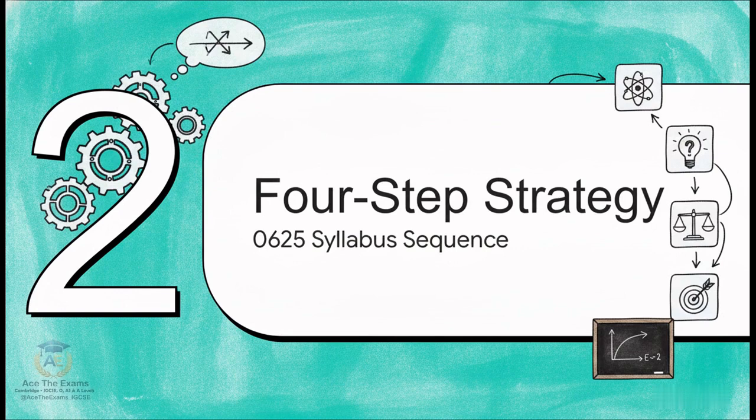Let's move to Section 2, the 4-step strategy, also known as the 0625 syllabus reasoning sequence. This is where we introduce the PEEL framework to your physics answers. PEEL stands for point, evidence, explanation, and link. It is a structure widely used in essay writing, but it is a massive secret weapon for structured physics questions.